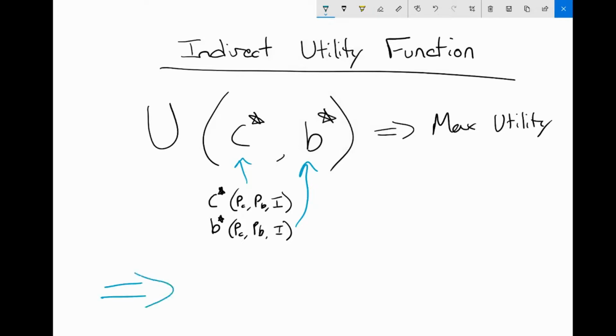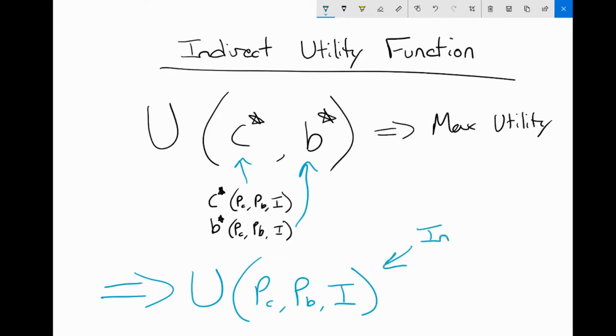So if we plug these into here, what we're going to get is a utility function that is no longer a function of coffee and bagels, no longer a function of C and B, but is now a function of the parameters. This is the indirect utility function. It is the utility function with the optimal values plugged in, such that now the utility function is a function of only the parameters and not of the variables.